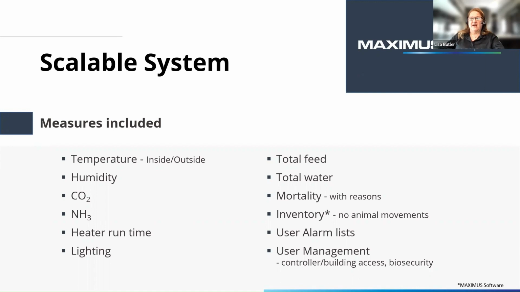You will see an asterisk by inventory, and what we mean is that animal movements are included in our full production package and are not included in Enterprise. I'll touch base with you a little later on our full production software if you want to know about that. So hold that thought. But yes, if you put your inventory into your controller with the stop and start herd or flock feature, that inventory is included in Maximus Enterprise. The same with those mortality events.